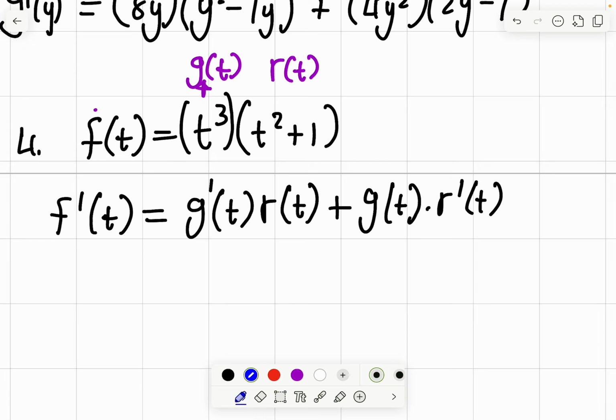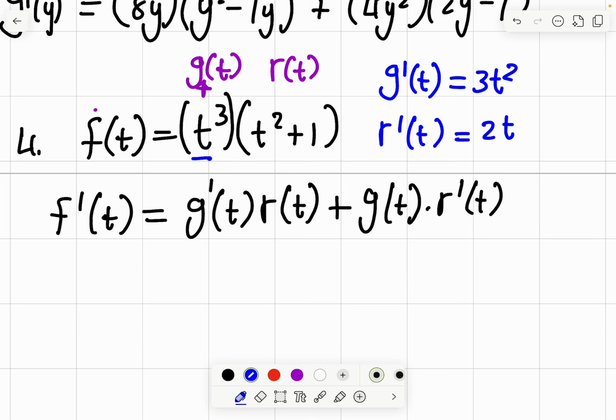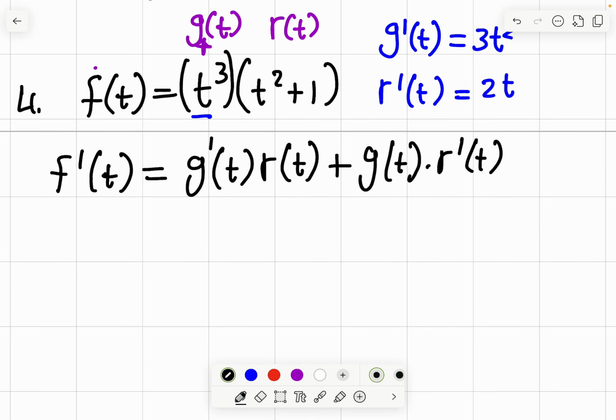The derivative of g of t is going to be what? It's going to be 3t squared. You see? Then the derivative of r of t is going to be what? It's going to be 2t. Yeah? Let's go and substitute our answers there.